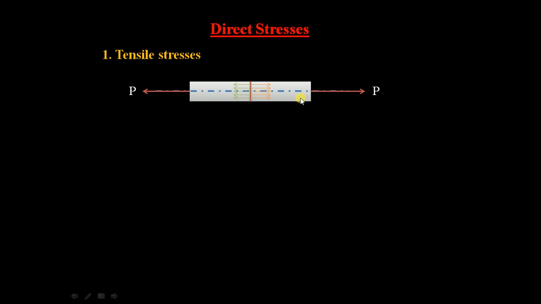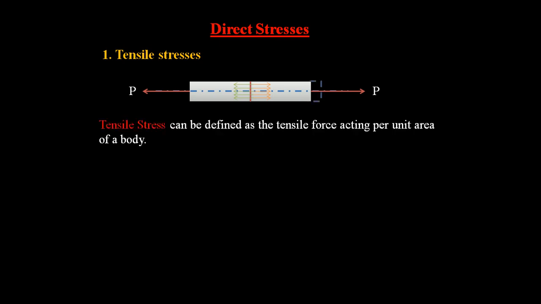Okay, so in the same way, whatever the definition we have given for the stress, same definition we can give for tensile stress. But here we need to consider the tensile force. So what is the definition we can give now? The tensile stress can be defined as the tensile force acting per unit area. So general stress means stress acting per unit area. In the same way we have defined tensile force acting per unit area is called as a tensile stress.